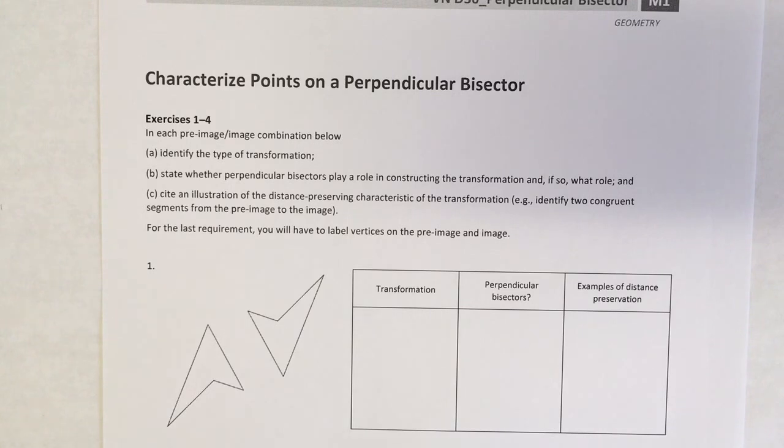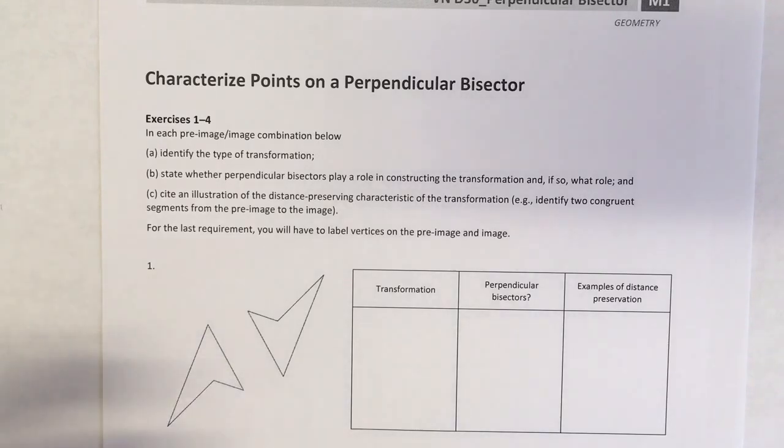So as I look at this activity and start to follow along, it says identify the type of transformation, state whether the perpendicular bisectors play a role in constructing the transformation, and if so, what role, and finally cite an illustration of the distance preserving characteristics. We'll do a couple of those just to get you oriented to it.